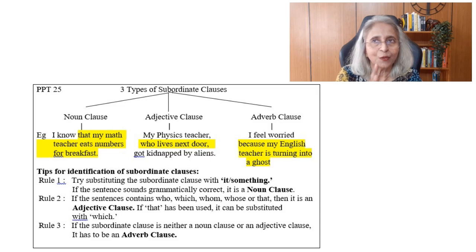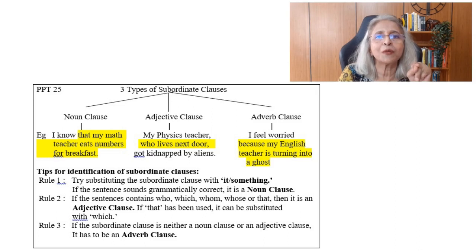And when you're given a sentence like, let's say, "I know that my math teacher eats numbers for breakfast," you know categorically that "I know" is your main clause, that is your independent clause. But what about "that my math teacher eats numbers for breakfast"? That's a subordinate clause. How do you find out what kind of clause it is? So the first thing you do is underline the subordinate clause.